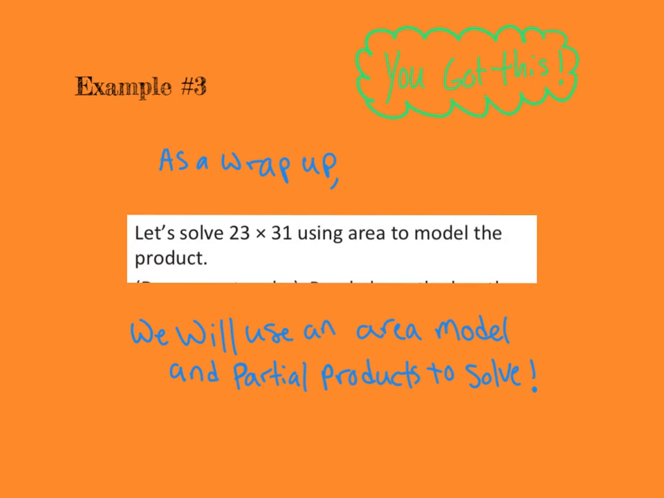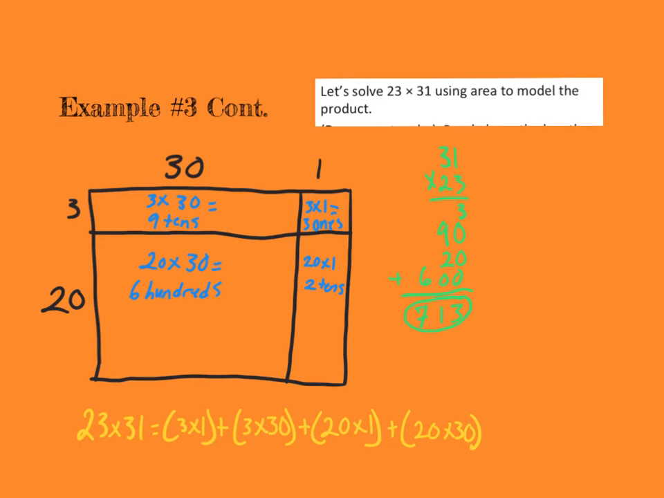For example 3, this will be a wrap-up. You got this. We are going to solve 23 by 31 using an area model to model the product. So basically, we will use an area model and partial products to solve this problem. So once again, we have our area model, splitting it in both ways. So you have 23 and 31.